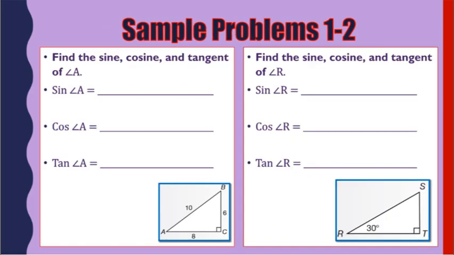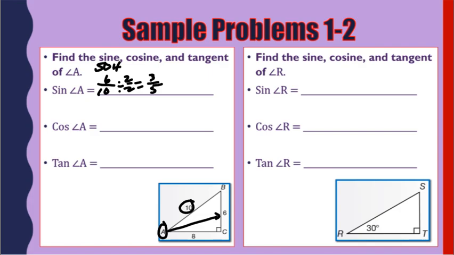A couple of examples here. Find the sine, cosine, and tangent of angle A. So angle A is right here. Sine, remember, is opposite over hypotenuse. Opposite is 6. Hypotenuse is 10. And we should always reduce it, so divide by 2 halves and we get 3/5.